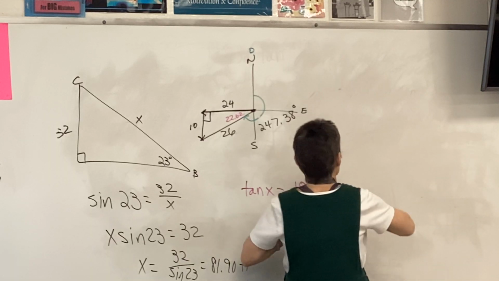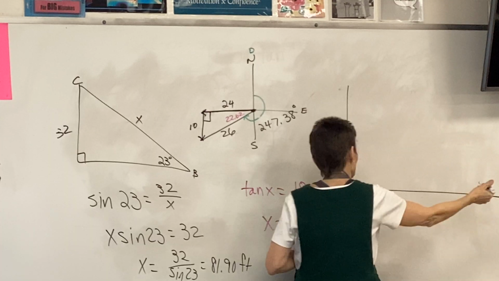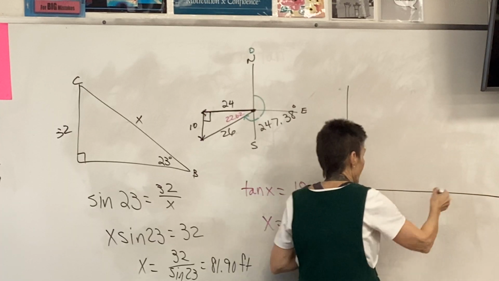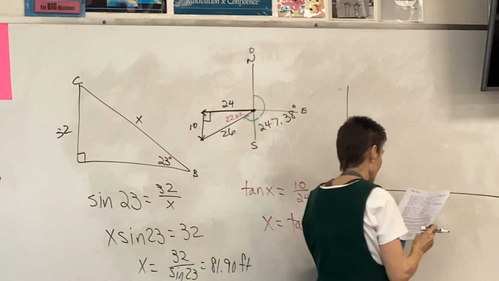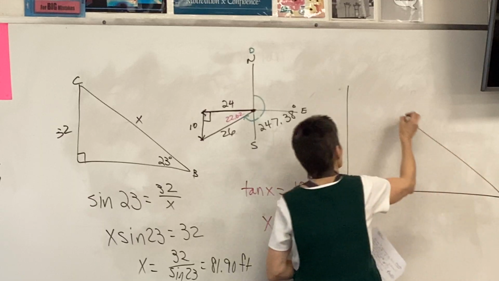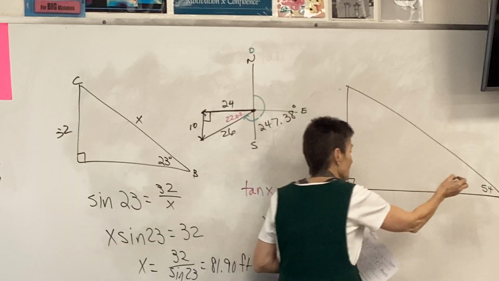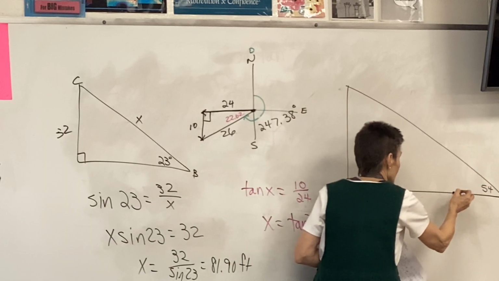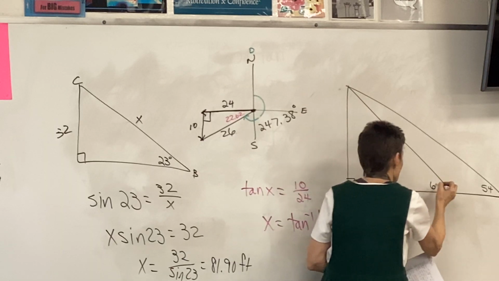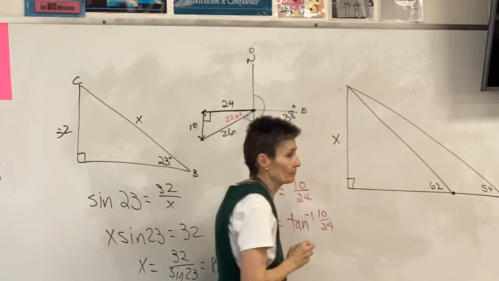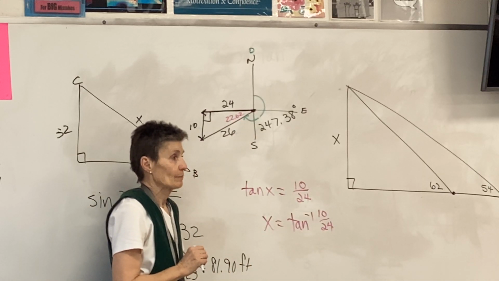So here's my building. Here's Robbie. Robbie's coming this way. At some point, he looks up at the top of the building and his angle is 54. But he keeps walking and then he looks up again and his angle is 62. Okay?